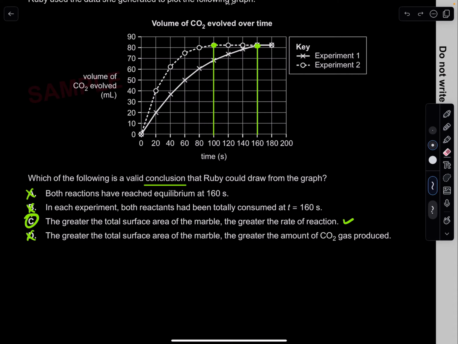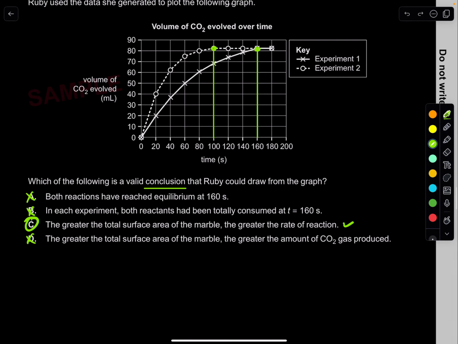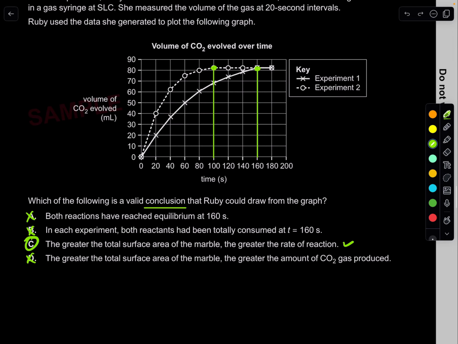It wouldn't be the greater amount of CO2 produced. Also, I think they're produced at the same time. You can see that when they reach equilibrium, they basically are producing the same amount. So it has to be C, and C is the best one actually. Yeah, I hope that makes sense.